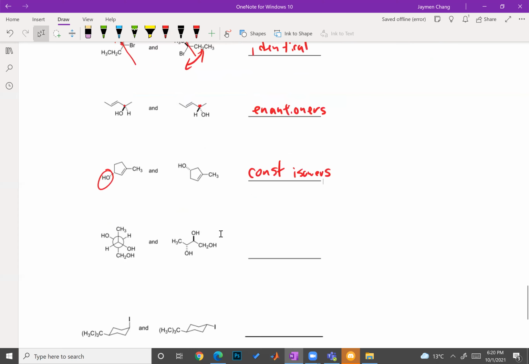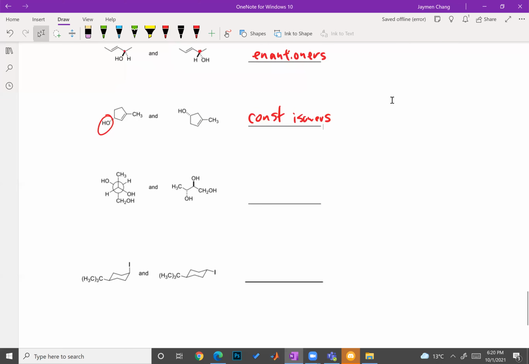Right. And then here we have a Haworth projection. And what we're going to see is we want to be able to draw the other one, this one, in a planar formation. So when we do that, we're going to get something that looks like this. So how do we arrive at that?